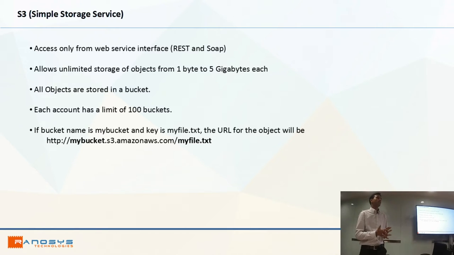You can store an unlimited amount of files in that, from 1 byte to 5 gigabytes, and there is no limit in the bucket. You can really fill this, and all objects are stored in a bucket. In S3 there is a bucket. A bucket is a container where you can store your files, and each AWS account has a limit of 100 buckets. And this is the format of a bucket. If your bucket name is mybucket, then it automatically has a URL, mybucket.s3.amazonaws.com, and slash is the path of the file under that. So if your file is myfile.txt, this will be the path to directly access that object using HTTP.